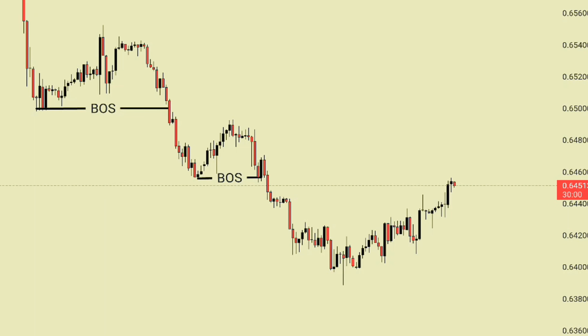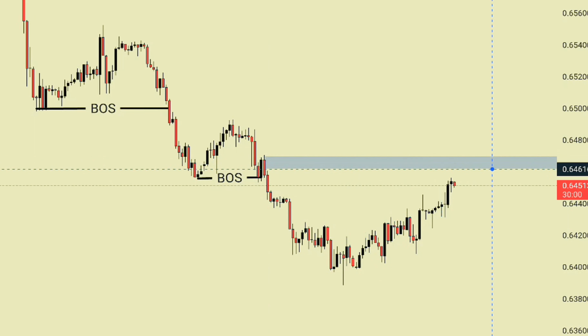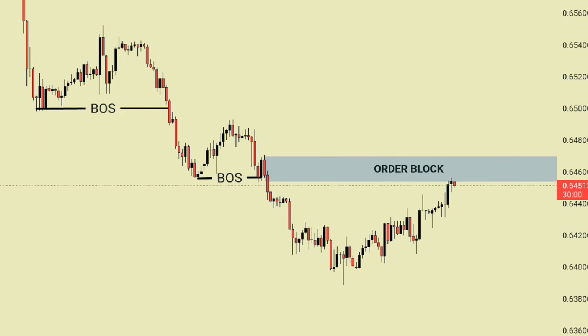After the second break of structure, the market returns back into a premium zone. Here, I've marked a clean bearish order block, the last bullish candle before the major sell-off. This is the zone where institutional orders were placed. So whenever price comes back into this area, we prepare for a high-probability sell setup.